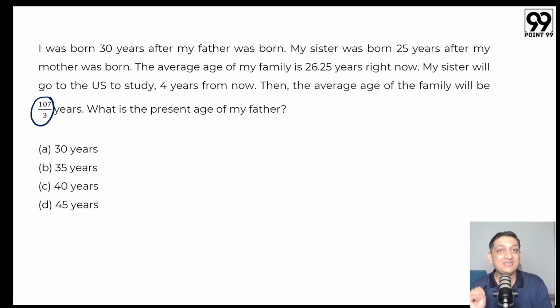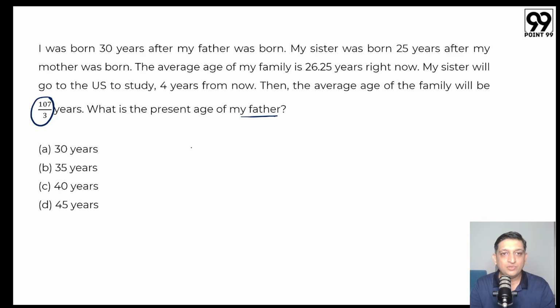That tells me the total of the ages of the 3 members who would have stayed back in India. And we have to find out the present age of my father. That is what I need to do. Now it's very easy. If you understand this, it's fairly straightforward, right?